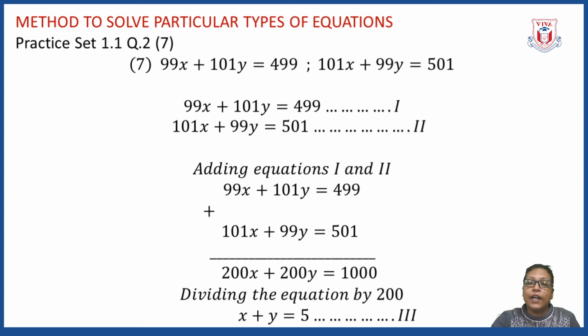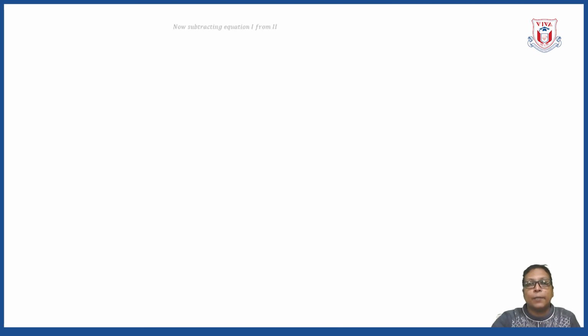Okay, so dividing the equation by 200, we are going to get x plus y is equal to 5. As I have said, we are going to get the simple equation. So the simple equation x plus y is equal to 5. Number this equation as 3. So addition is over. Now the next step is subtraction.